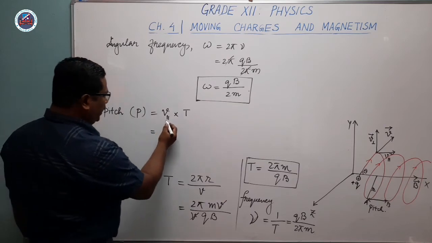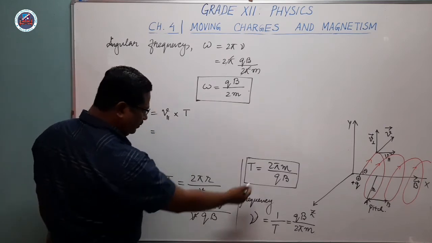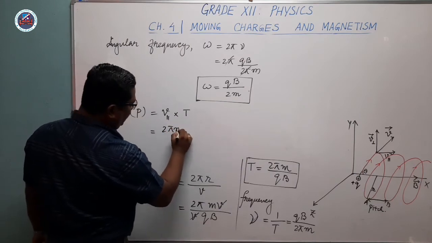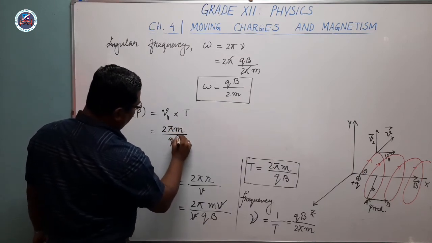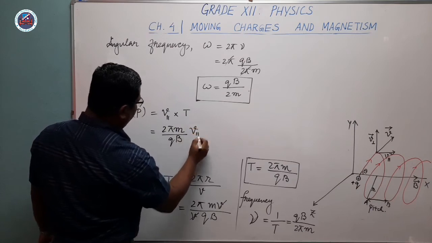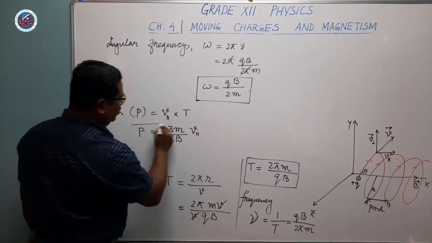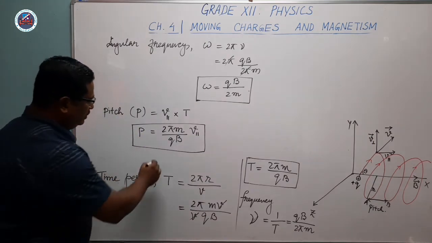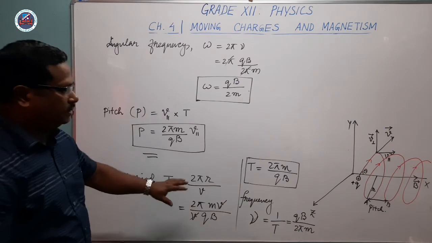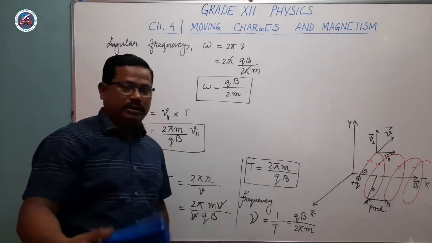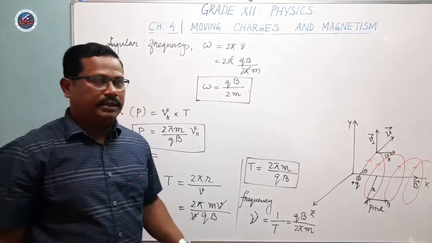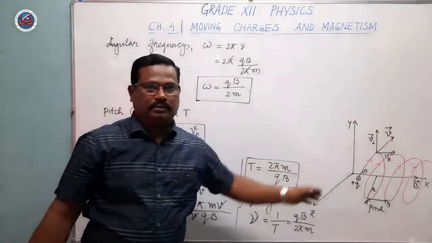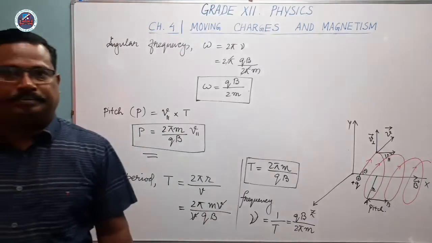The value of V parallel will keep as it is. Time period, you know the value, that is 2 pi m by qB. So it will be 2 pi m by qB into V parallel. This will give you the expression for the pitch of the helix. So these are the few expressions that you have to know when a body is in circular motion, and you will have to know very clearly why it is moving, how it is going ahead. All these things must be clear.